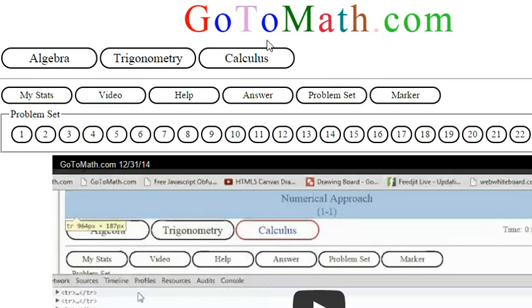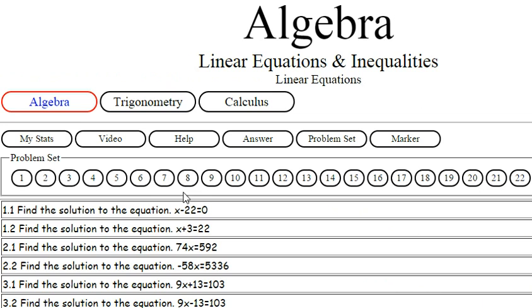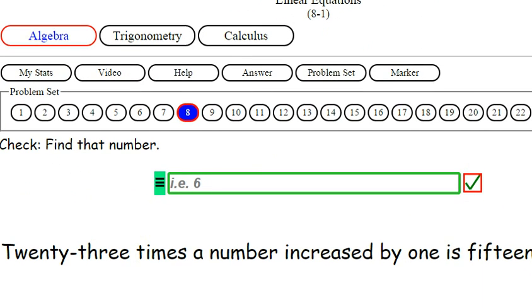Okay, we're here at gotomath.com trying to get something done. Let's click algebra, go down to linear equations, which is barely on the screen, and look at 8.1. Alright, there we go. Find that number. Sounds like a game show. 23 times the number increased by 1 is 15.